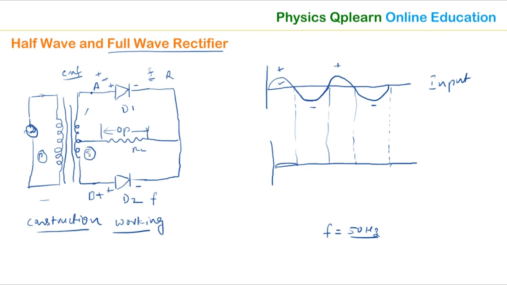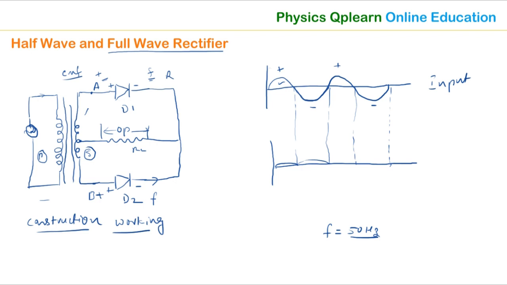Now, during the negative half cycle, the diode D2 will become forward biased. In that case, the diode D2 conducts and D1 does not conduct. So due to that, the negative half cycle is converted into DC by the diode D2.